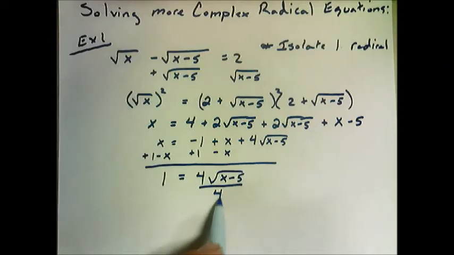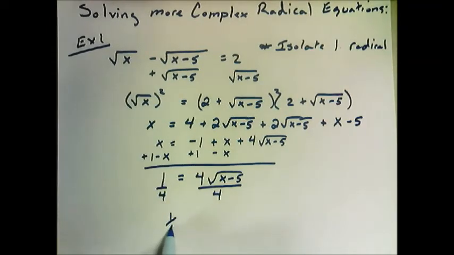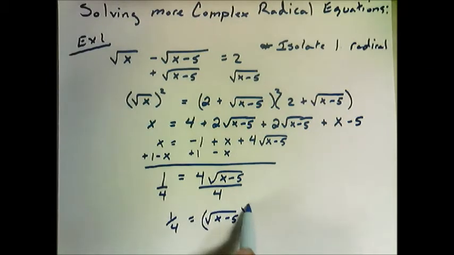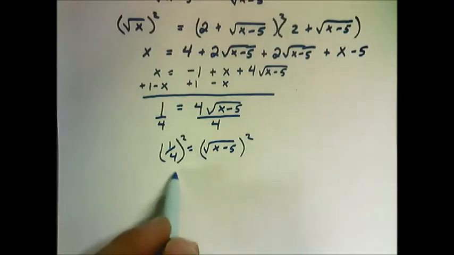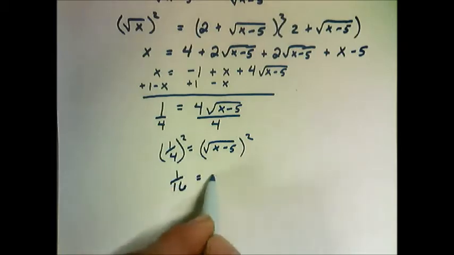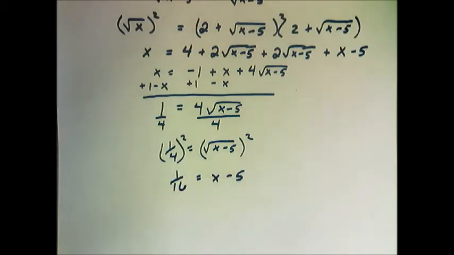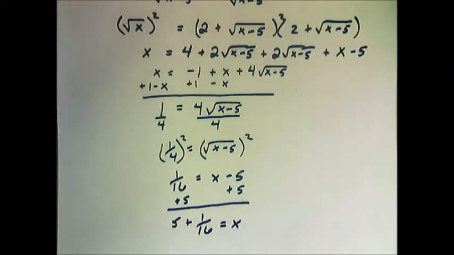Continuing to solve for the square root, I'm going to divide by 4. So I have 1/4 equals the square root of x minus 5. Now I have the radical by itself. I can again square both sides. So if I take 1/4 and square it, I end up with 1/16 equals x minus 5. Solving for x, I can add 5 to both sides. So I have 5 plus 1/16 equal to x.